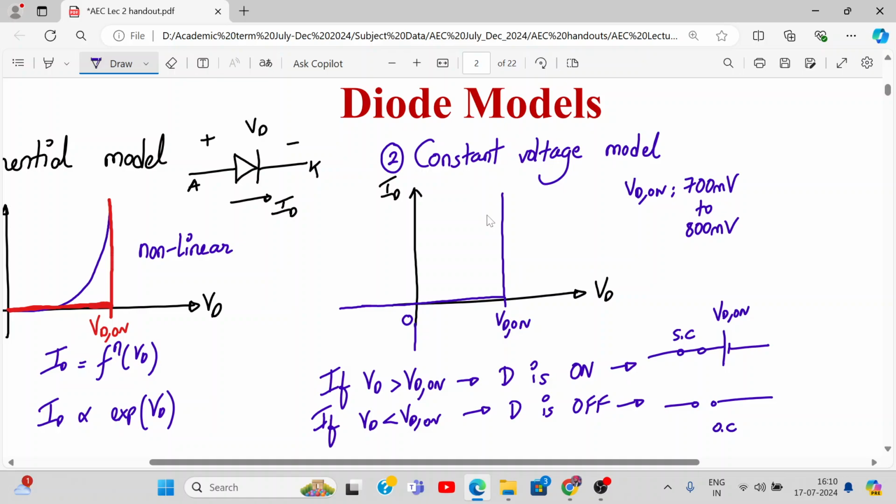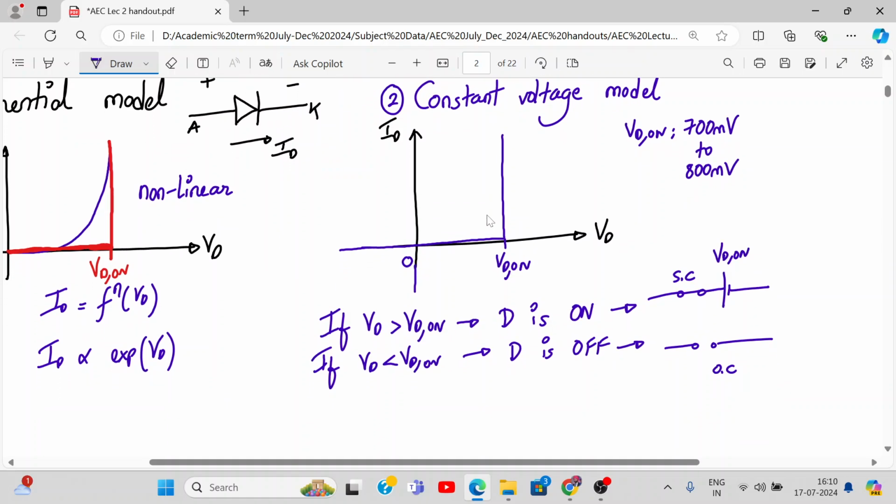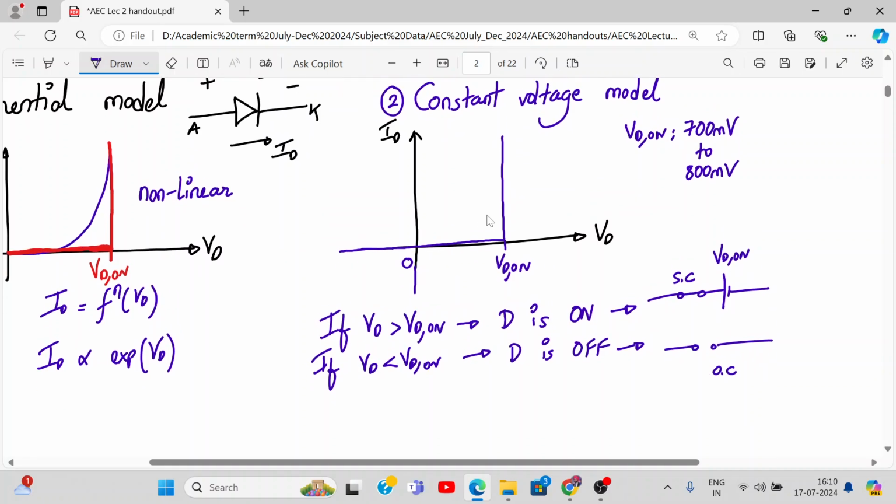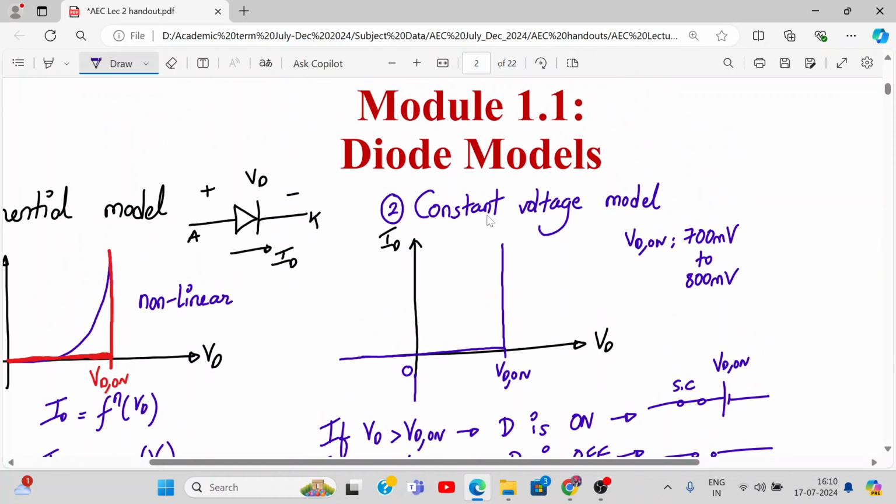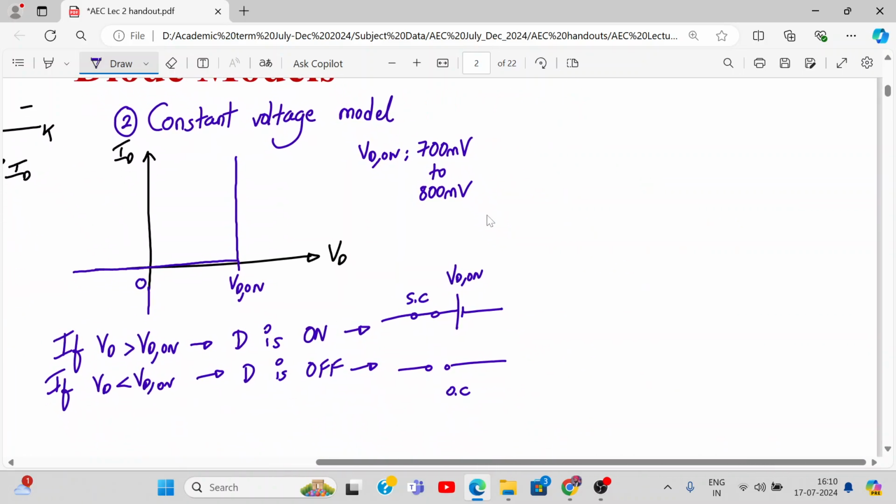Okay, I guess we have completed the analysis up till here, right? And then after that, what did we say? So basically, this constant voltage model is used in application for 60 to 70% of the cases. And then I think we have also discussed the ideal diode model, correct? The third one. So what was the ideal diode model?